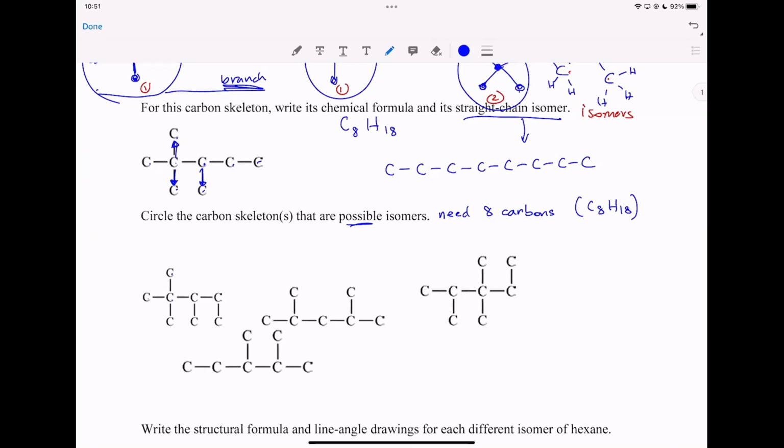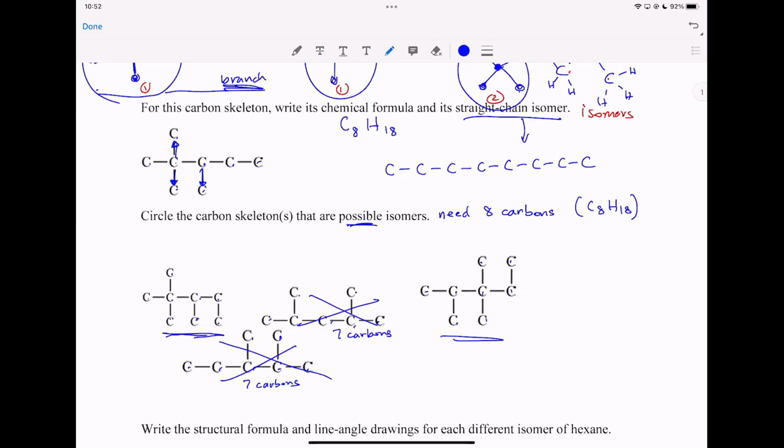So this has 1, 2, 3, 4, 5, 6, 7, 8. This is a possibility. 1, 2, 3, 4, 5, 6, 7. This has 7 carbons, so this cannot be an isomer. This has 1, 2, 3, 4, 5, 6, 7. This also has 7 carbons, so this one cannot be an isomer. And this has 1, 2, 3, 4, 5, 6, 7, 8. Okay, so these two are possible isomers.